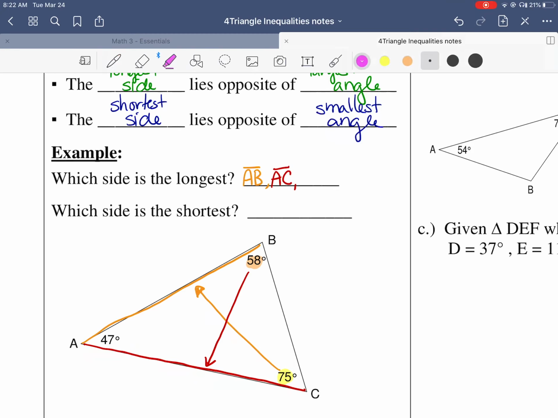And last but not least, my smallest angle is at 47, which means it's going to be across from the smallest side, which is right here. And we're going to call that BC. And I just answered all of them. So the longest is AB, the shortest was BC, and this one was in the middle.